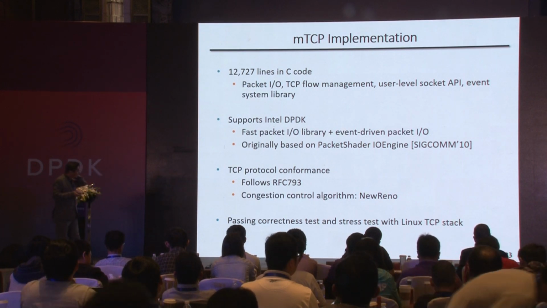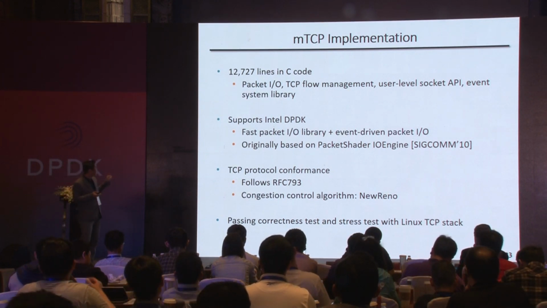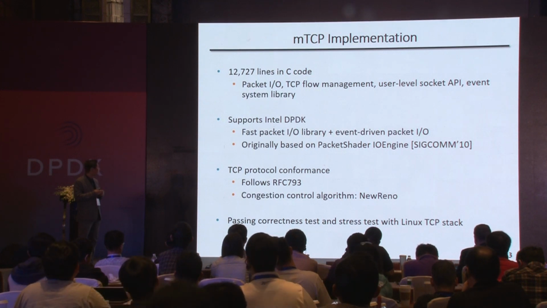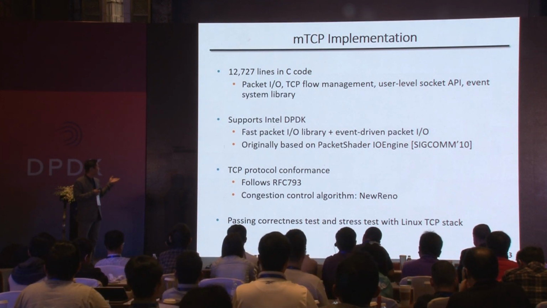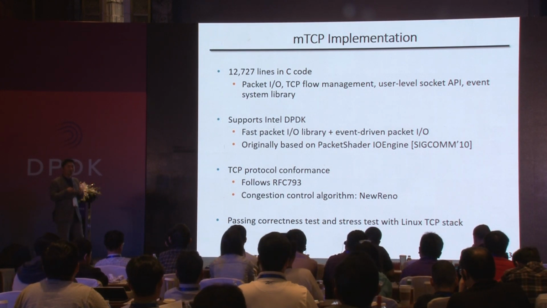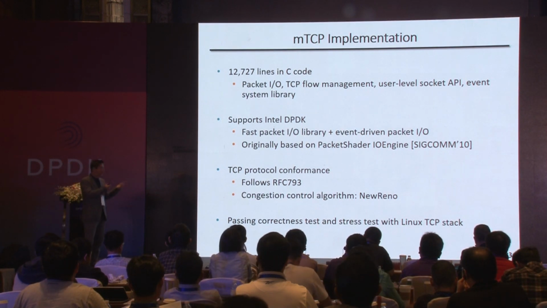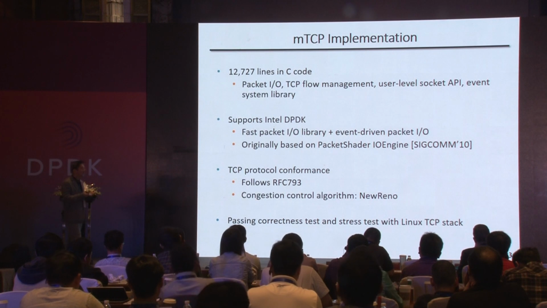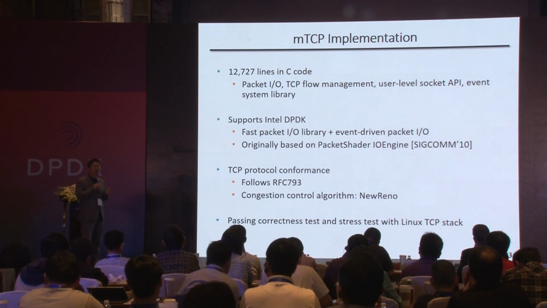We conform to the original TCP protocol, following RFC 793. The current congestion control is New Reno, but if you want to implement other things, you can implement them. It's open source. We also did some correctness tests and stress tests, and it's reasonably usable.